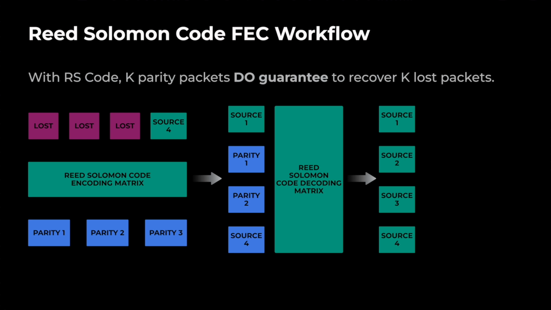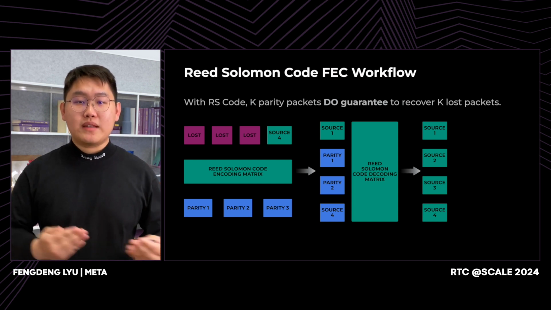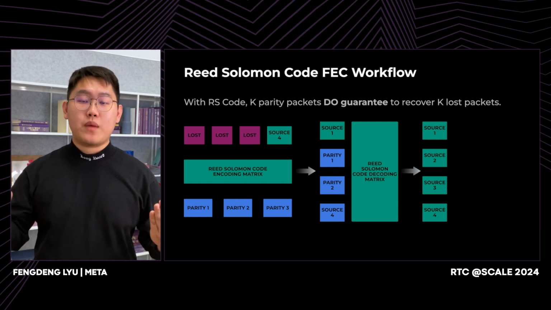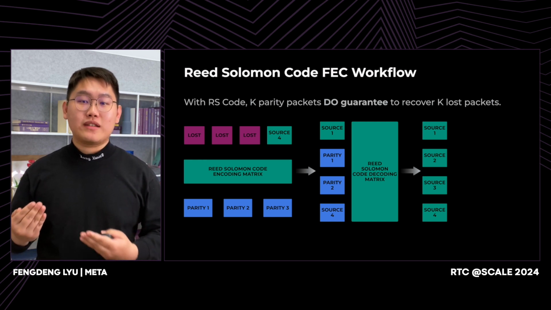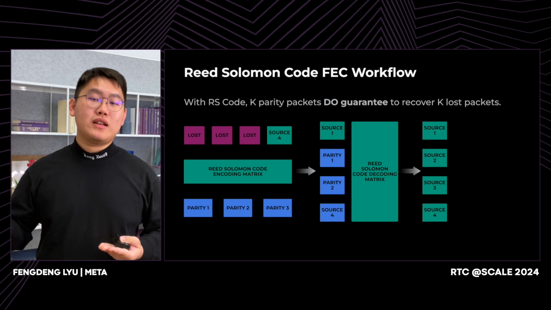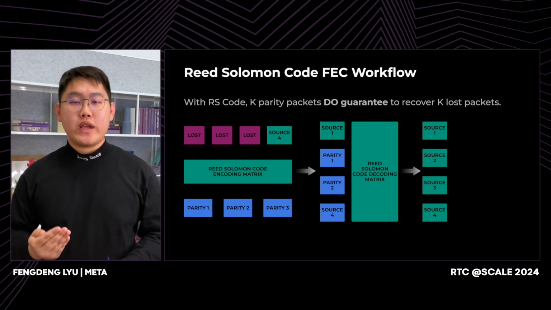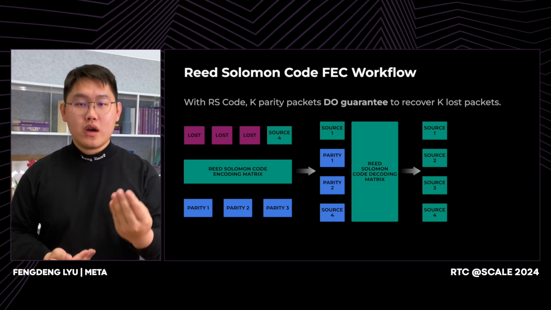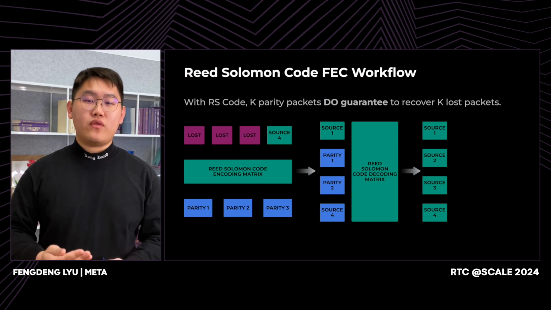On the receiver side, if there's some packet loss for the source group, no problem. We just need to figure out how many source packets are lost and see if there are enough parity packets to recover the lost packets. Just to recap, if there are X lost packets in the source packets, as long as the number of parity packets is not less than X, we can have 100% recovery. So after arranging the source packets and parity packets in the correct order, we feed them into the decoding matrix. And afterwards, we have a working video flow.